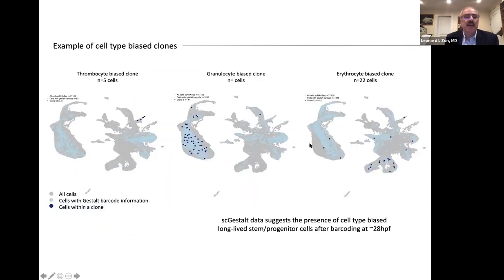And this just shows some of the clones that we thought were interesting. For instance, here is one where they're only making platelets, thrombocytes. Here's another one which is only making granulocytes. And here's another one that's certainly erythrocyte biased.